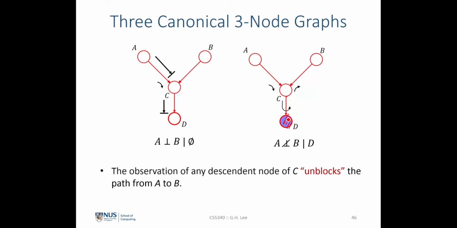But in this case, D is observed. So this will also open up a path for rebounding back towards C. And since this is a tail-to-head structure and C is not observed, this means that this path will be opened up from D to B. Hence, there is a direct path from A to D towards B in this particular case.